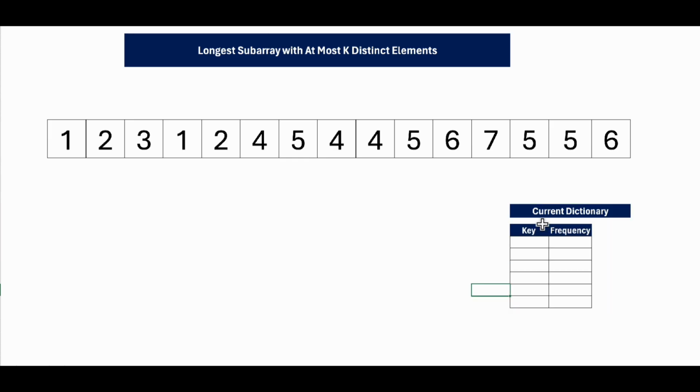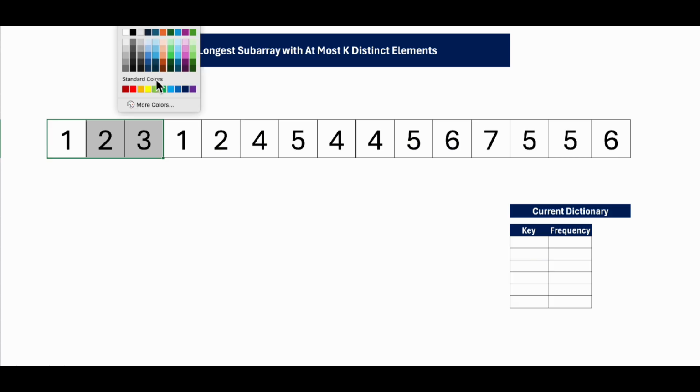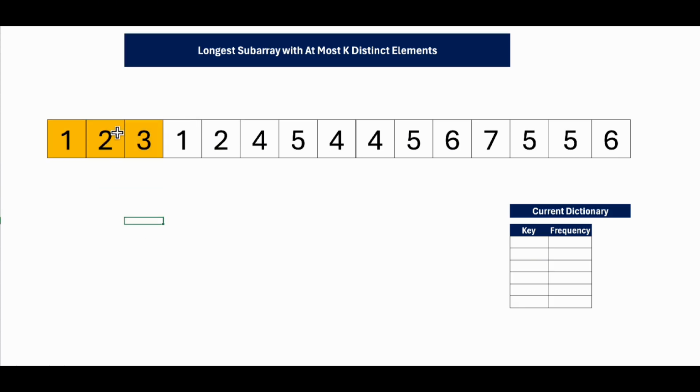Now what will this dictionary be? We'll be creating a dynamic window, which can consist of one element, two elements, three elements. So for example, let's say this is the dynamic window right now. For each dynamic window at any stage, I will calculate which keys are there, which distinct elements are there, and what are their frequencies. That is what I'm going to store here.